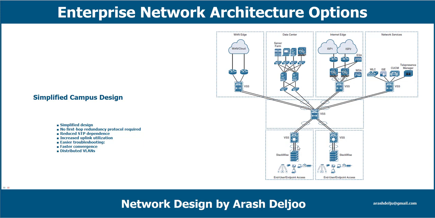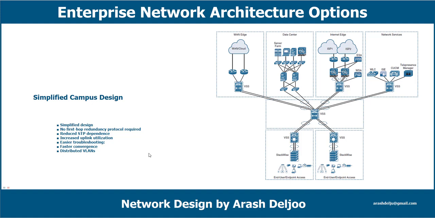The other benefit is that we can say reduced STP dependence. As you can see here, we don't have any loop and we don't need to use STP, and because of that our dependence on STP is now reduced. And we can use EtherChannel, and you know that when you use EtherChannel, you eliminate the need for STP, and it is one of the benefits of the simplified campus design.